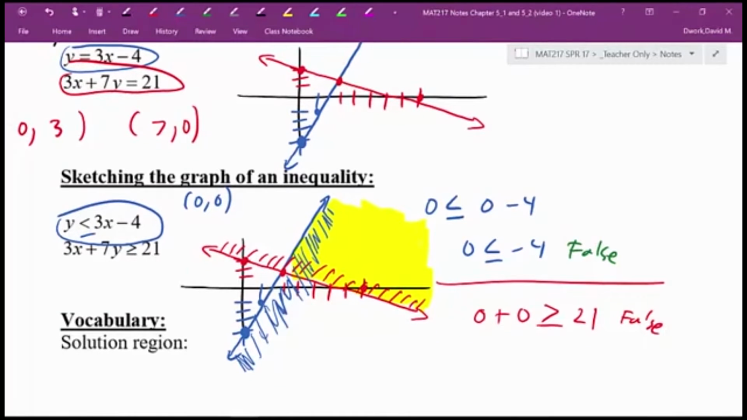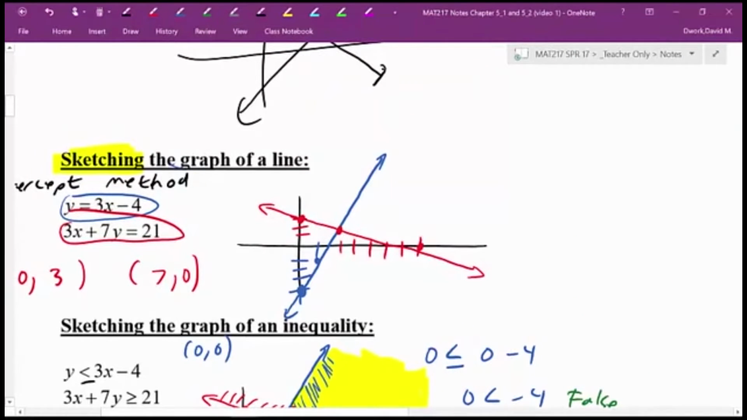Be careful. Okay, so this is our solution region, which means any answer in here works. Any answer in here will satisfy both equations, and that's the goal. That's the whole idea here. We just want to find answers that satisfy both conditions.